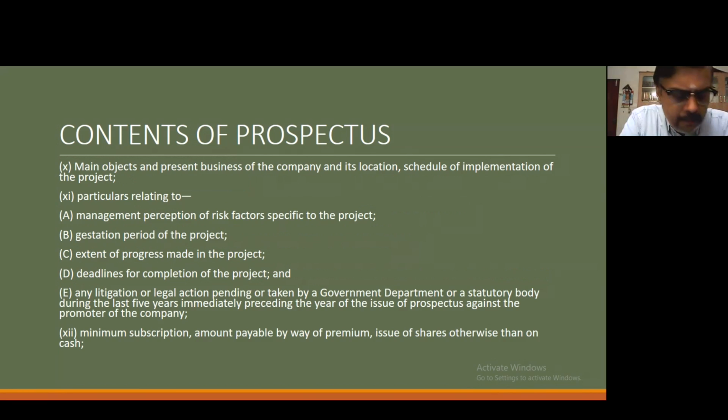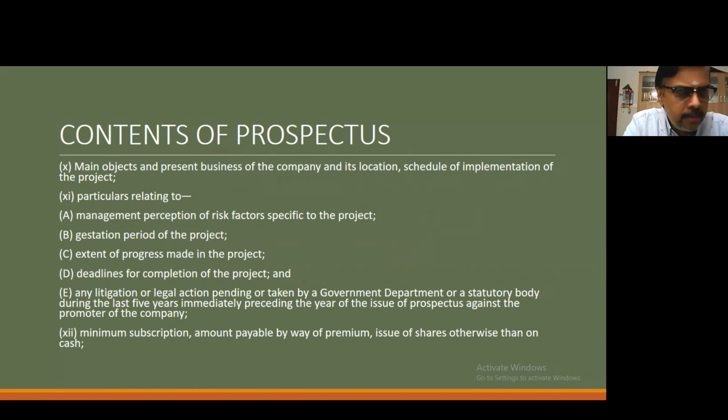It may so happen that you are making this public issue for implementing a project. Then you should give the schedule of completion of the project. Because as a shareholder who is going to apply for the shares of the company, I would like to know this. So that should be covered in the prospectus. Then particulars relating to management perception of risk factors, very, very important.